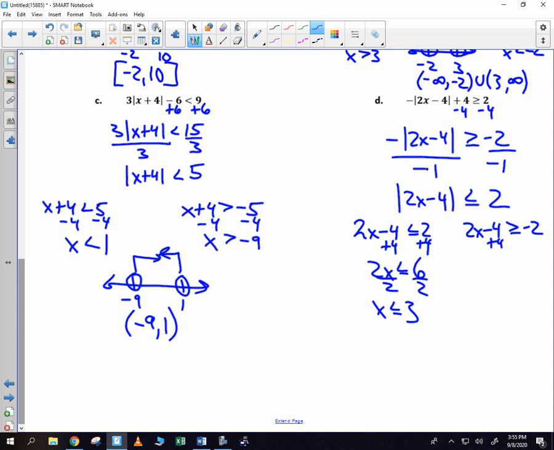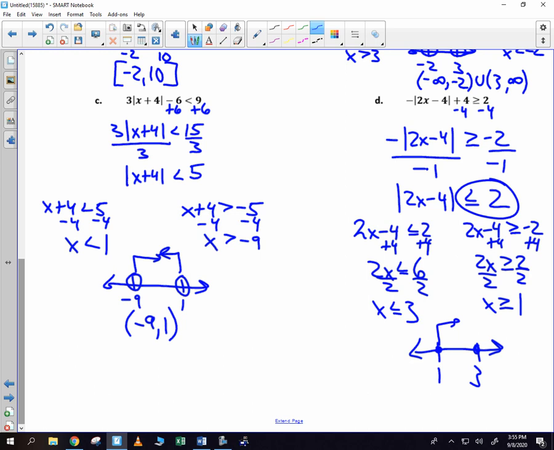Here we add the 4 to both sides. 2x is greater than or equal to 2. Divide by 2, x is greater than or equal to 1. So as I plot the 1 and I plot the 3, closed circles on both, look at what we ended up with, a less than. So we know it's a conjunction, it's going to come together. Greater than or equal to 1, less than or equal to 3. So my solution set is 1 to 3.